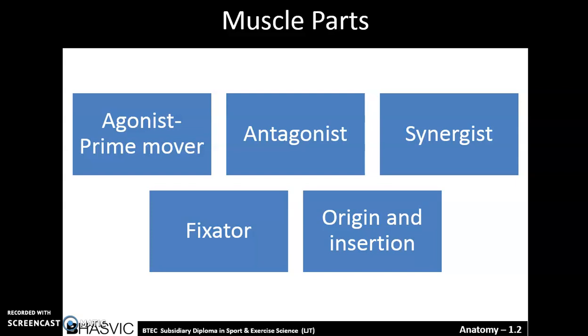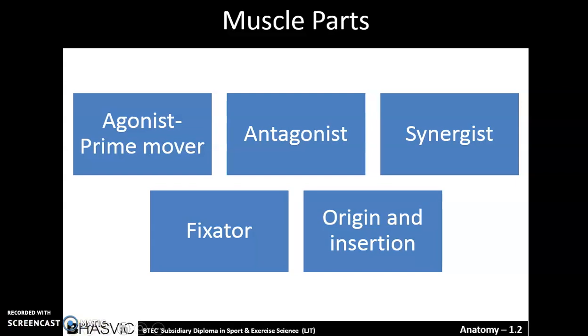The antagonist is the muscle that isn't doing the contraction. It prevents overshoot and creates slight resistance, which protects the body during the contraction. This muscle also lengthens. During a bicep curl, this would be the triceps brachii.